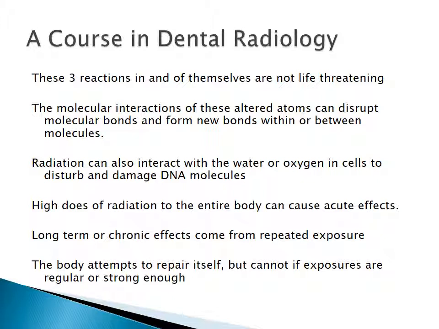High doses of radiation to the entire body can cause some very, very acute effects, and long-term or chronic effects are going to come from repeated exposure. Your body's going to attempt to repair itself, but if the exposures are regular or too strong, it's not going to be able to keep up.